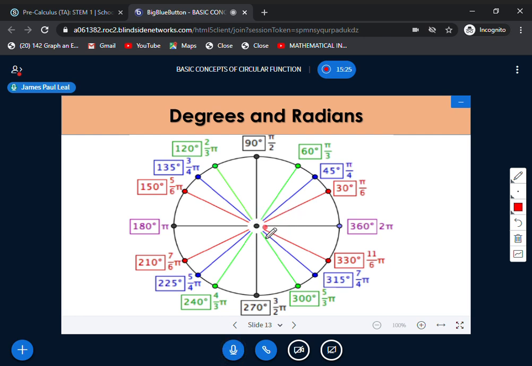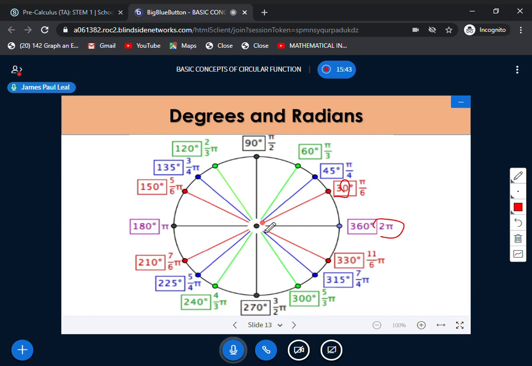So you have here, we all know that this one is 0. And if we're going to have one rotation here, you will be having 360 degrees, wherein 360 degrees is actually equal to 2 pi. And your 30 degrees is actually pi over 6, okay?